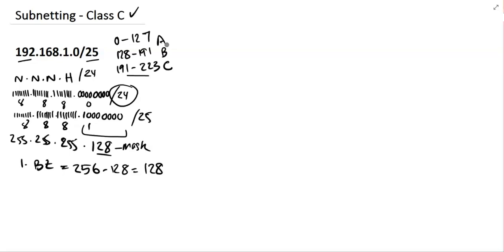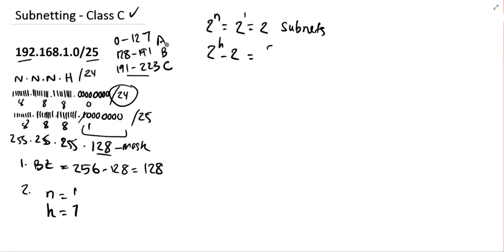The second question is, where is n? How many n's do you have? In here, you got 1 n, which is that one. And h is equal to 7 of them here. Then you calculate the formula, which is 2 to the power of n, which means 2 to the power of 1, and that's 2. That means 2 subnets. And then the second one is 2 to the power of h minus 2, which is 2 to the power of 7 minus 2. 2 to the power of 7 gives you 128. And if you subtract 2, that gives you 126 valid hosts. That means 126 IP addresses, laptops, PCs, routers, switches, whatever device you have, valid hosts.